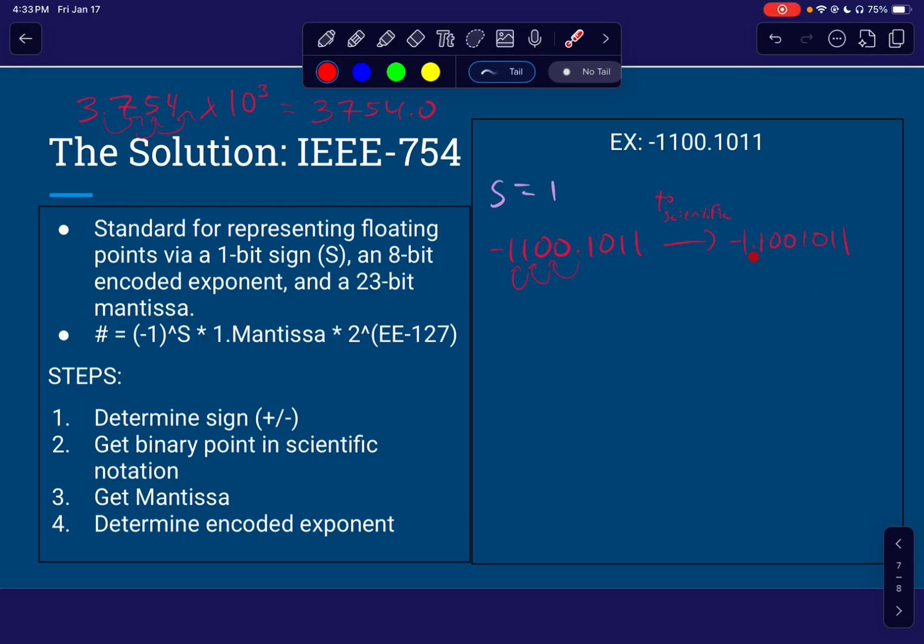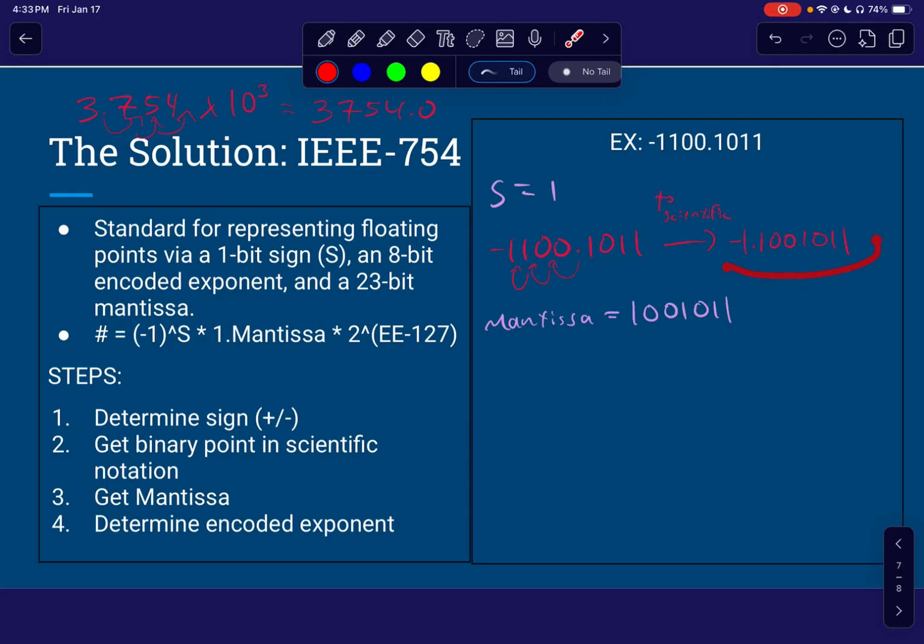1 point mantissa. So we know that this is going to be our mantissa. So we will say mantissa is equal to 1001011. So now we almost have everything we need in our formula, right? We have the sign, we have the mantissa. The last thing we got to do is this encoded exponent.